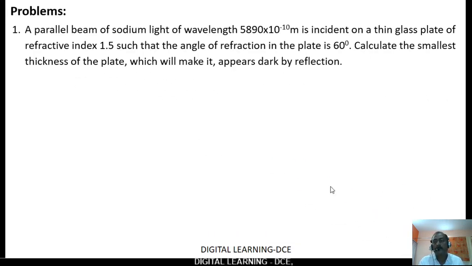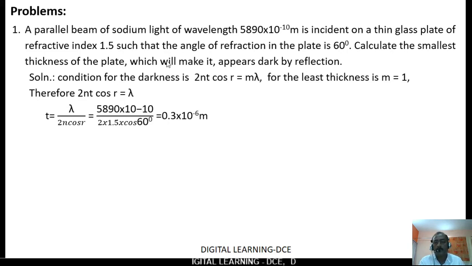Let us see the problems on this topic. First one: a parallel beam of sodium light of wavelength 5890 into 10 raised to minus 10 meter is incident on a thin glass plate of refractive index 1.5 such that the angle of refraction in the plate is 60 degree. Calculate the smallest thickness of the plate, which will make it appear dark by reflection.